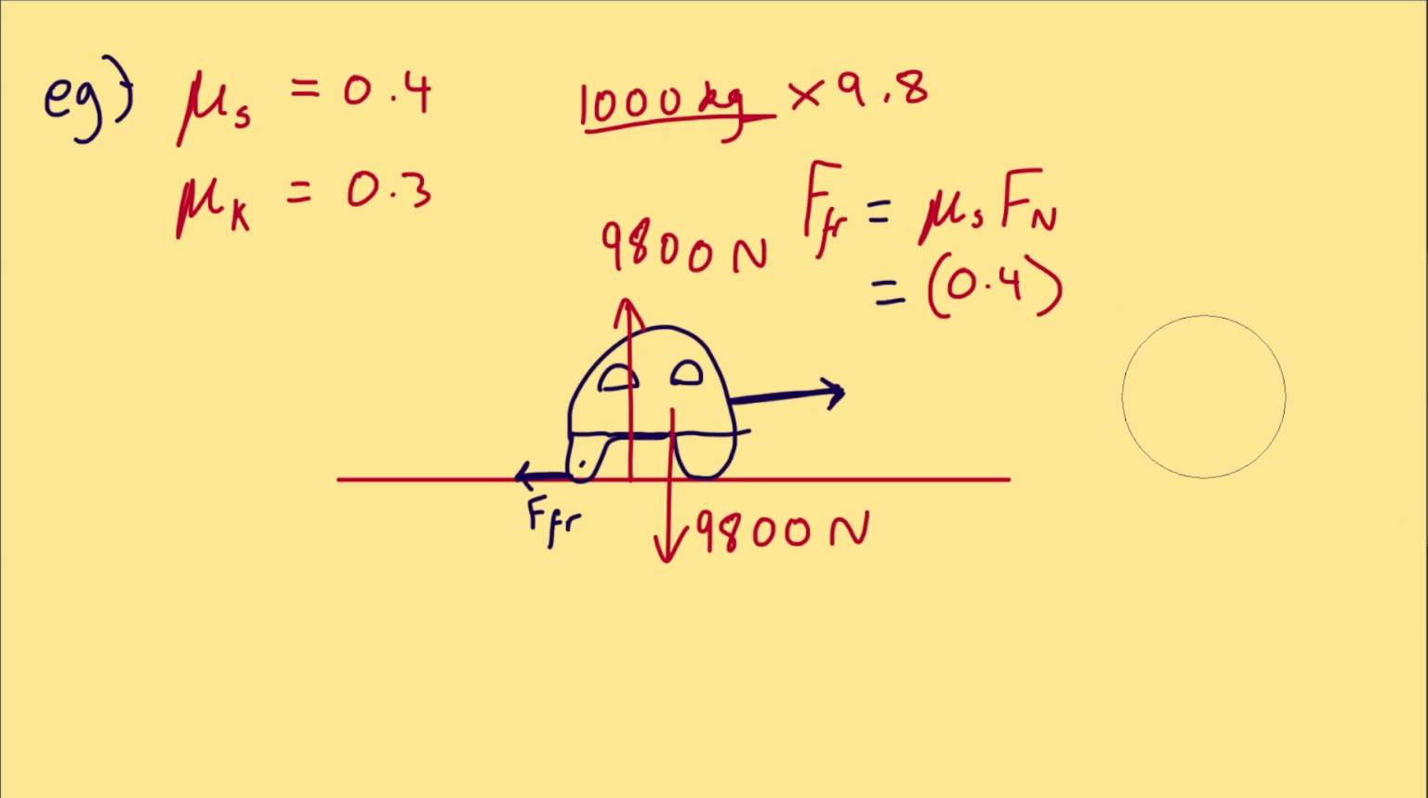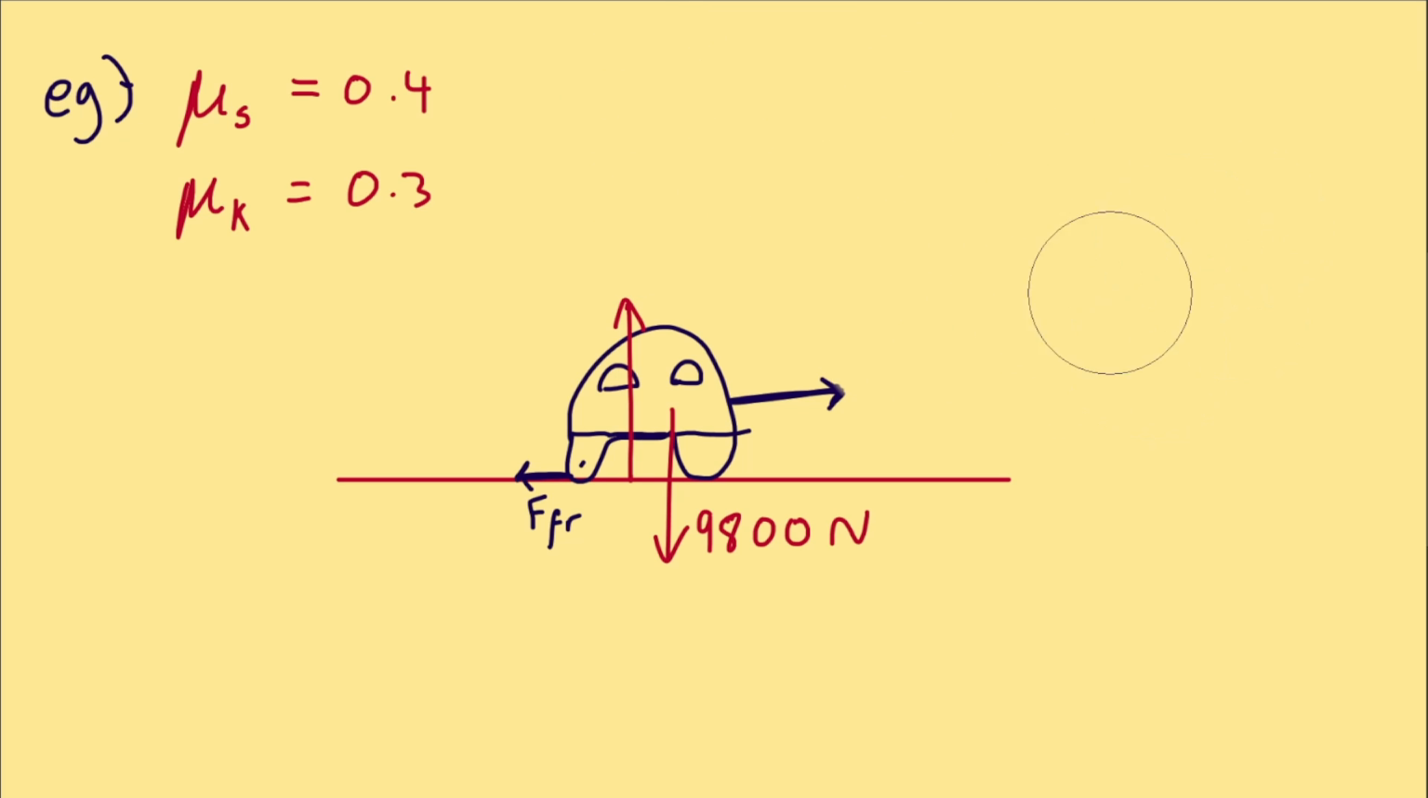So go ahead, plug that in. 0.4 times 9,800. The maximum static friction is 39 newtons. That means if we want to drive our car forward at all, then we must be moving it forward with a force greater than 39 newtons. So like 40 newtons, that's enough.